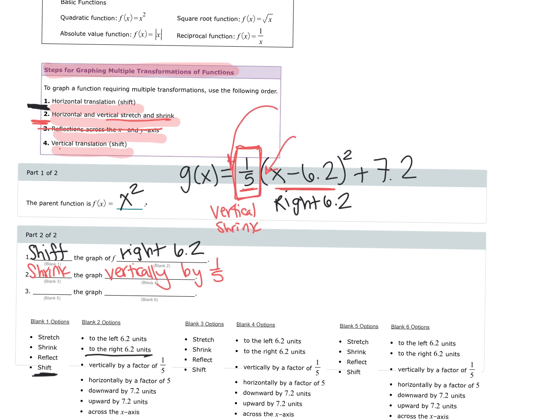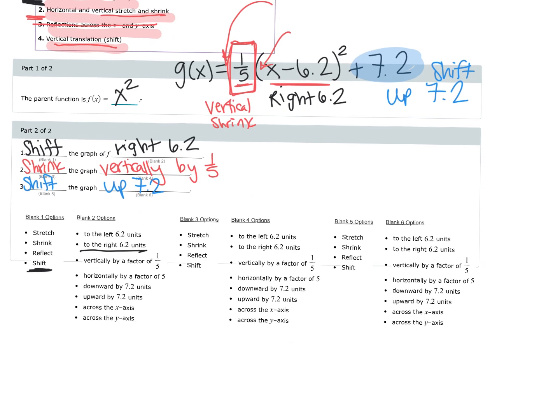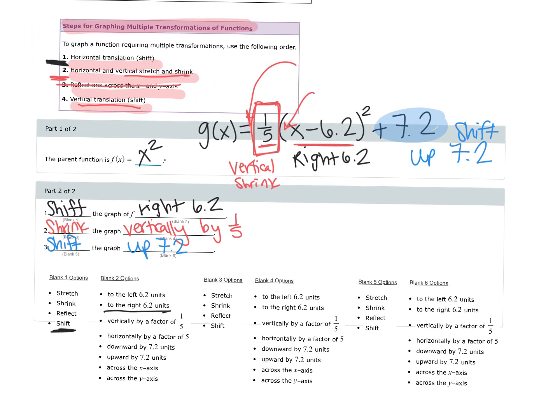And then last, it says, let's do the vertical translation or shift. So that would be this part right here. I'm going to highlight for that in blue. And that would go up 7.2 or shift up 7.2. So I would choose shift, the graph, and then up by 7.2. Okay, that one is all done.